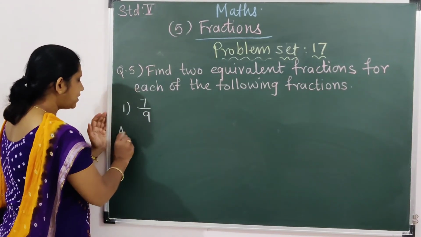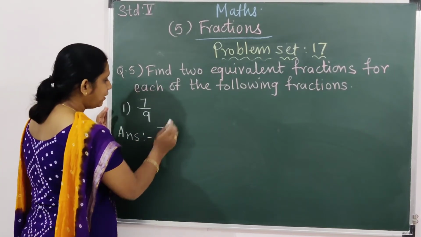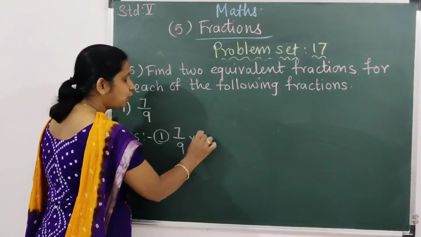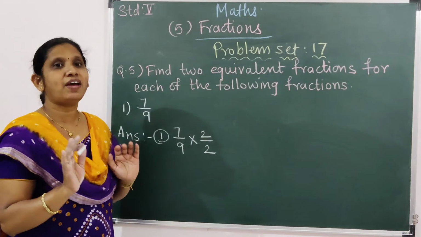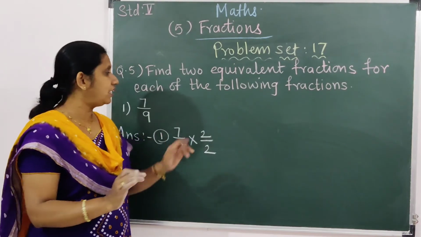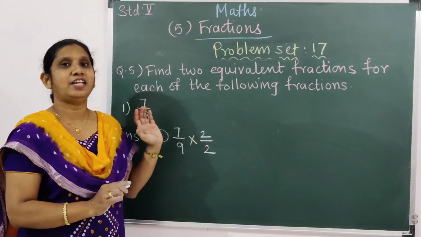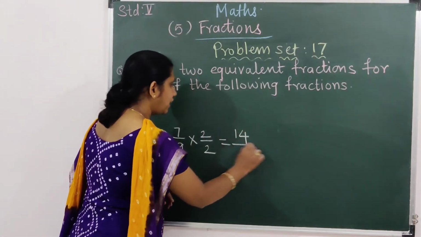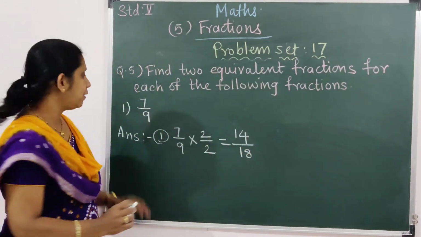So see the answer. We'll start with a very small number first, 2. 7 upon 9 into 2 upon 2. When we are obtaining equivalent fractions, we have to multiply in the numerator as well as in the denominator. Okay. So 7 2s are 14, 9 2s are 18. This is your first equivalent fraction.